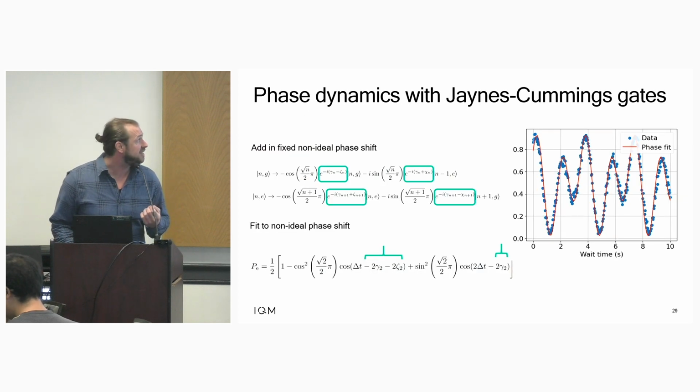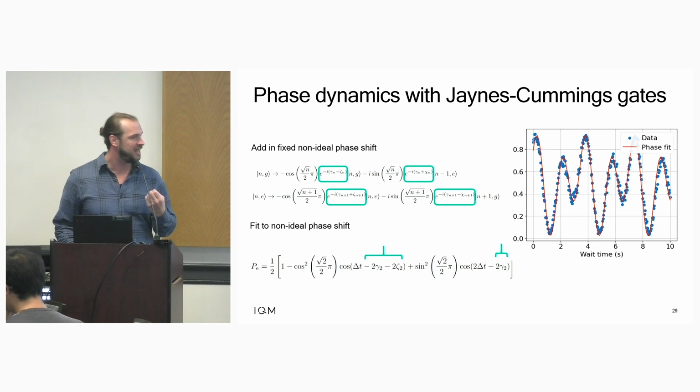Now, if we add some of these non-ideal phase shifts and recalculate what we predict, we get 2 extra phases that get added onto these beating terms, which we can do a 2-term phase fit, and we see really good agreement between the data and what this gives.